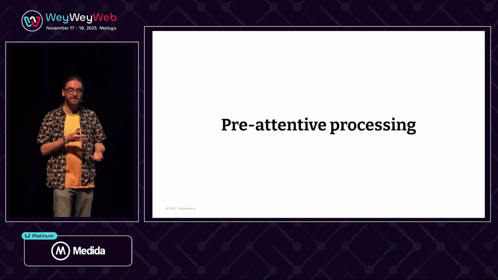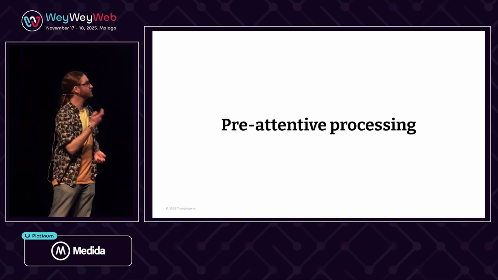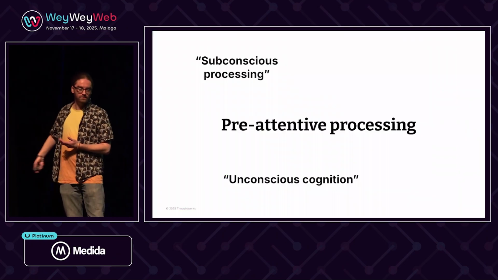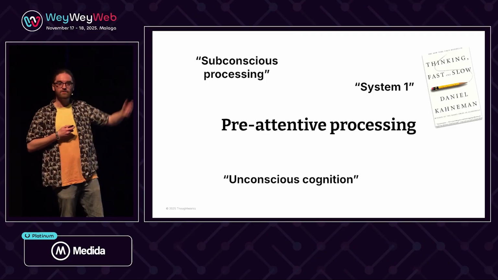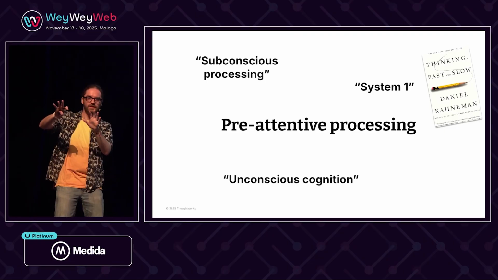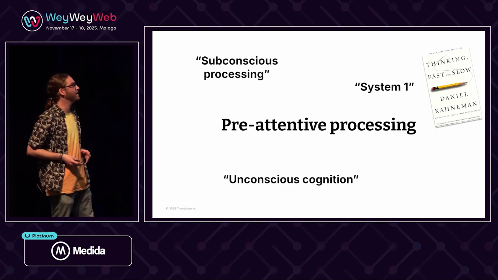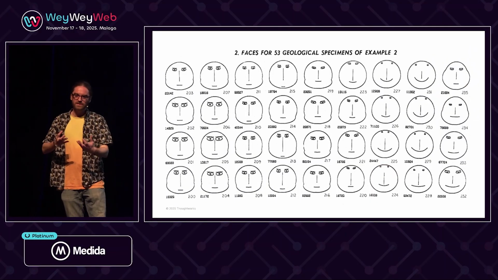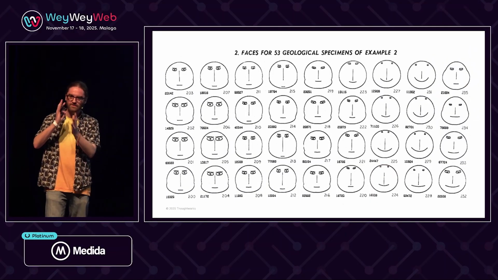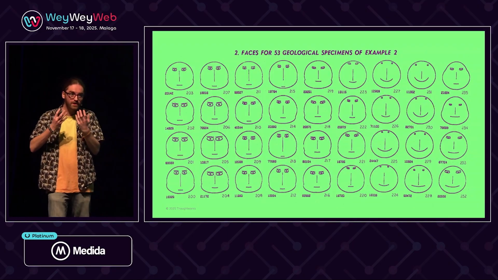This is known as pre-attentive processing. There are overlapping ideas. You might also hear this called unconscious cognition or subconscious processing, or if you're Kahneman fans, this is System 1. If there's neuroscientists in the audience, I'm aware these are not all exactly the same idea, but they overlap enough. And that's the idea with Chernoff faces: generally speaking, we're very good at processing facial imagery, so let's take advantage of the fact that we can do that almost unconsciously.